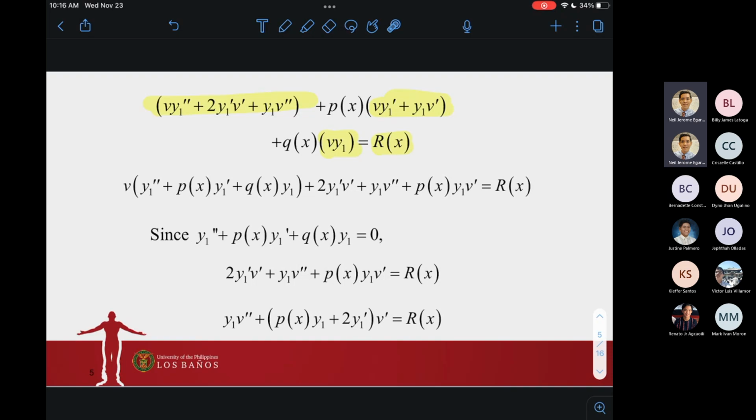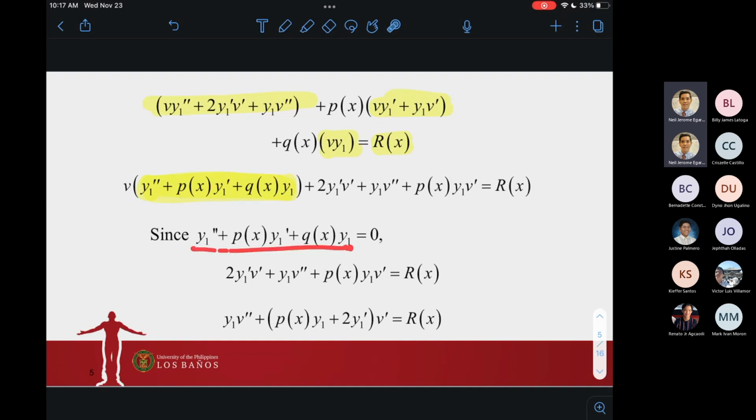Then simplify. In this next step, what did I group here? I grouped the terms with v, with v prime, with v double prime, and then there's a leftover p. So it's just about rearranging terms. Specifically, I group together the terms with y sub 1 prime. Because what do we know? Our assumption is that y sub 1 is a particular solution to the homogeneous GLDE. Since y sub 1 satisfies the homogeneous version of the GLDE, this expression is equal to 0. That's our assumption.